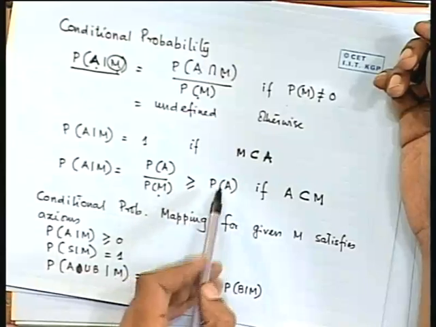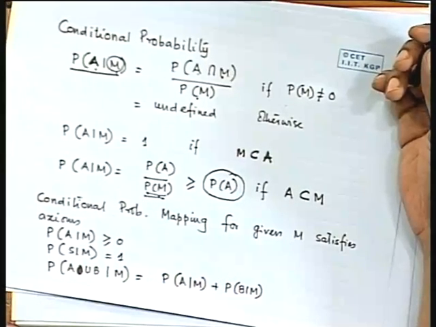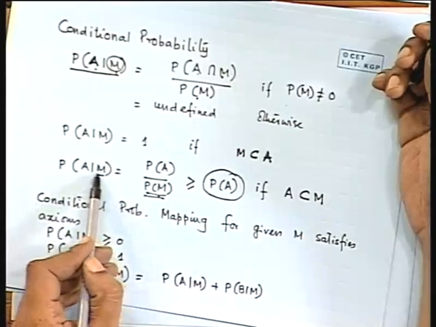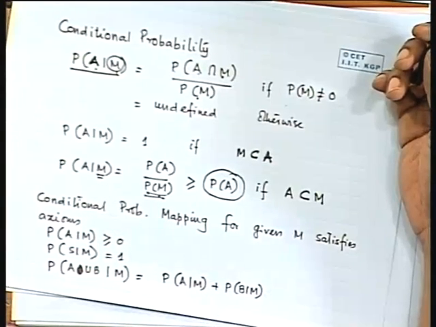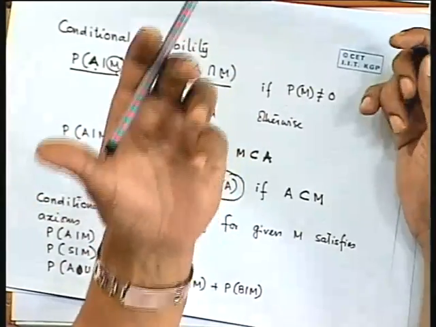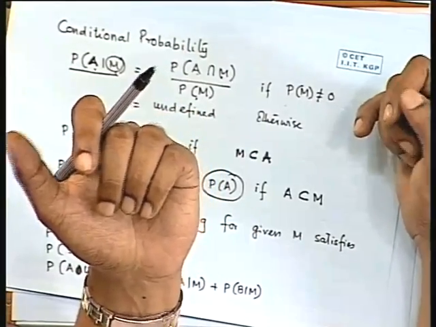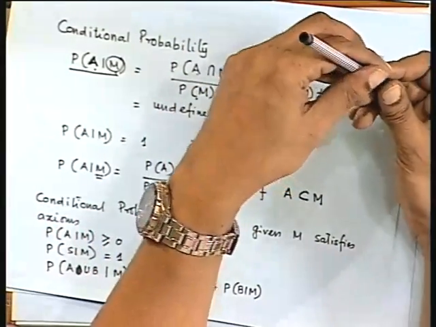Note that it is greater than or equal to the probability of A, because the probability of M must be less than or equal to 1. So you see that by incorporating the additional information that M has occurred, the probability of A that you are now computing has increased. If you already know that some part of it has occurred, then the probability of the overall event A occurring increases.